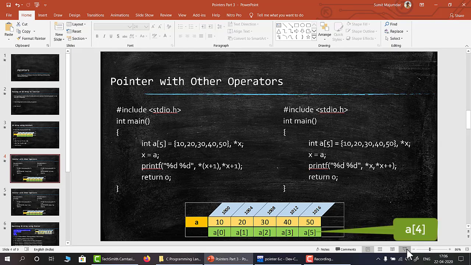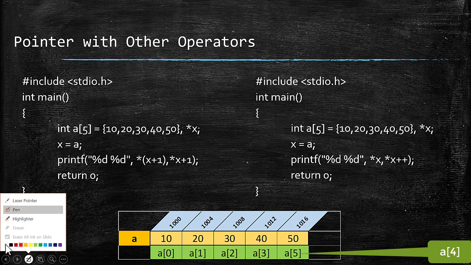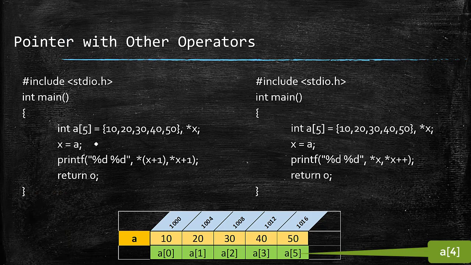Now, let us see how a pointer will work with some other operators. Mainly, we are going to discuss the pre-increment and post-increment operators. Let us take this first example. A is an array of five integers having the values 10, 20, 30, 40 and 50. And x is a pointer of integer type. We are putting the base address of the array A into x.